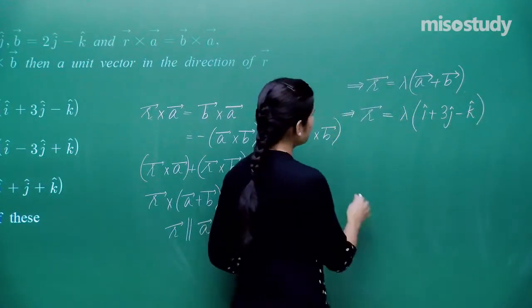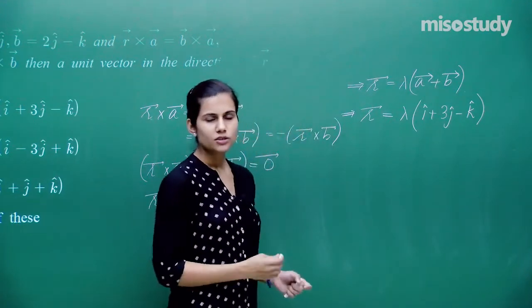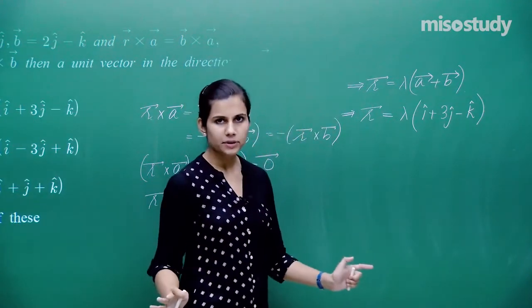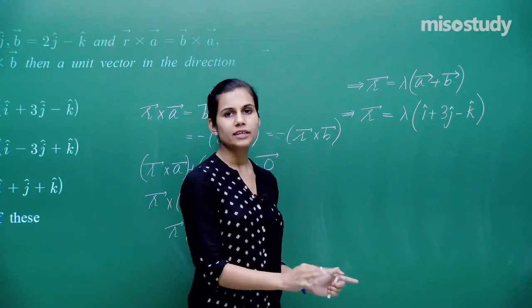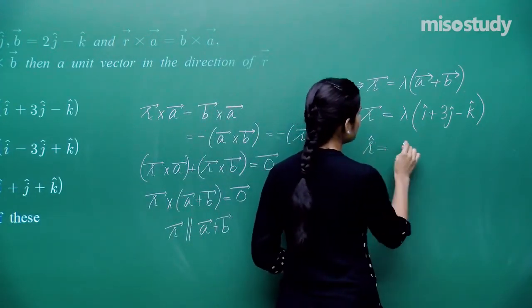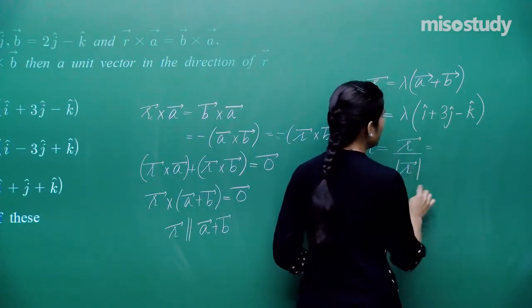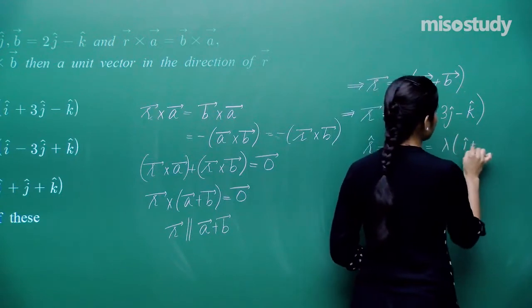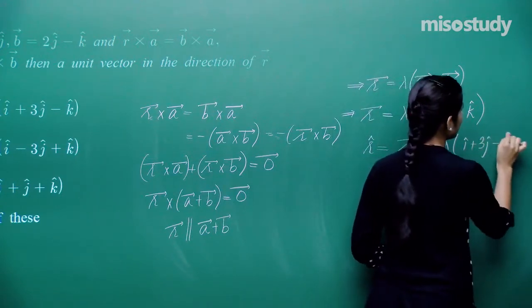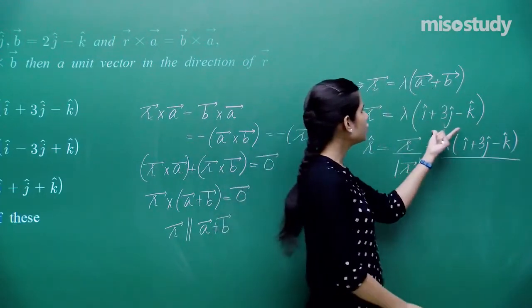Right? If this is R vector, what is the unit vector in the direction of R vector? So it's a pretty direct concept. Unit vector in the direction of A vector is A cap. So unit vector in the direction of R vector is R cap, which is what? R vector upon magnitude of R vector. R vector is lambda times i cap plus 3j cap minus k cap whole upon magnitude of R vector. Magnitude of this vector is what?